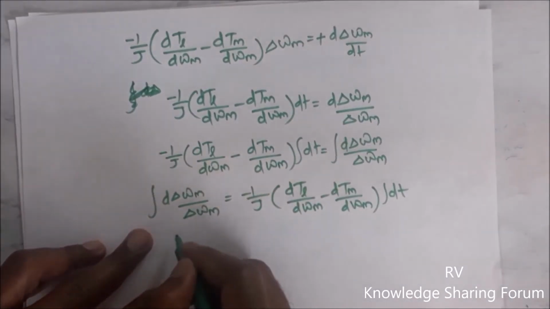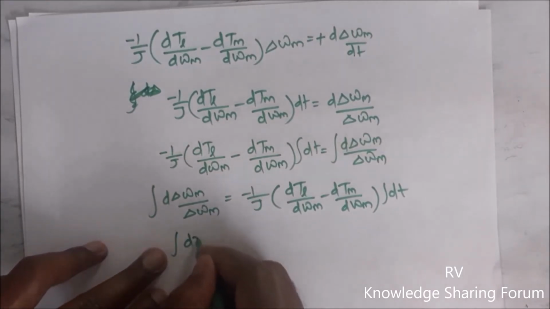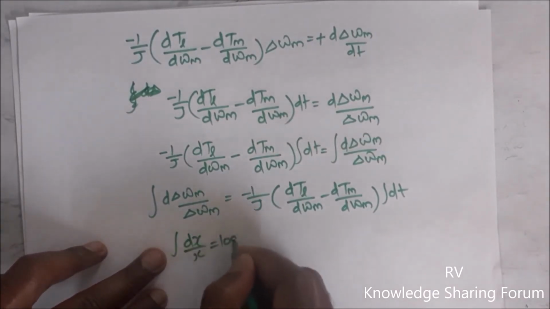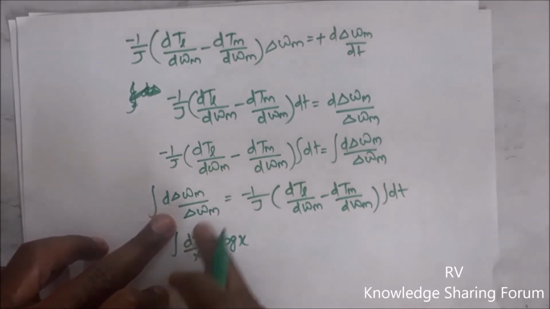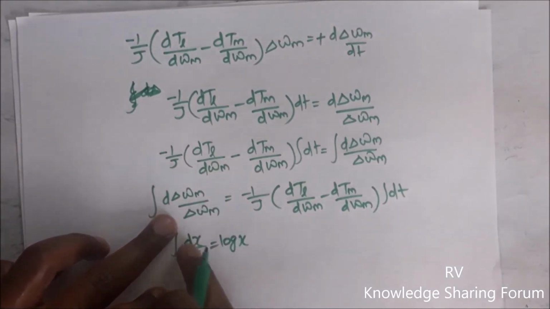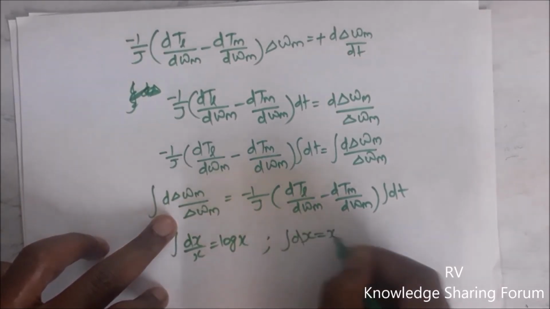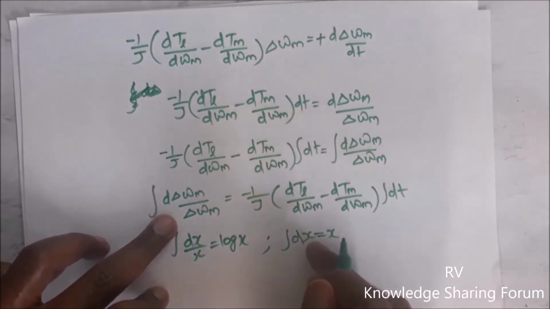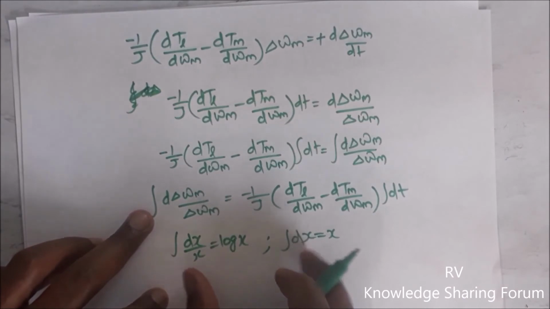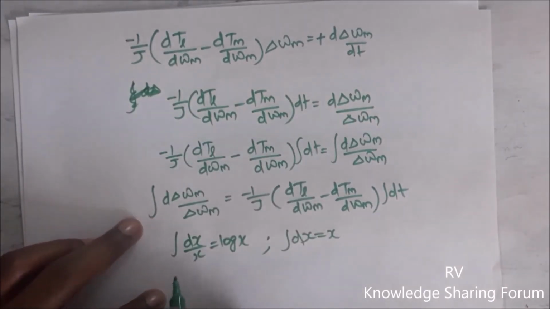Now integration of dx by x is equal to log x. See here, x is nothing but delta omega m. Similarly, integration of dx is equal to x, here in dt, x is nothing but t. So by using this formula, let us integrate the above equation.